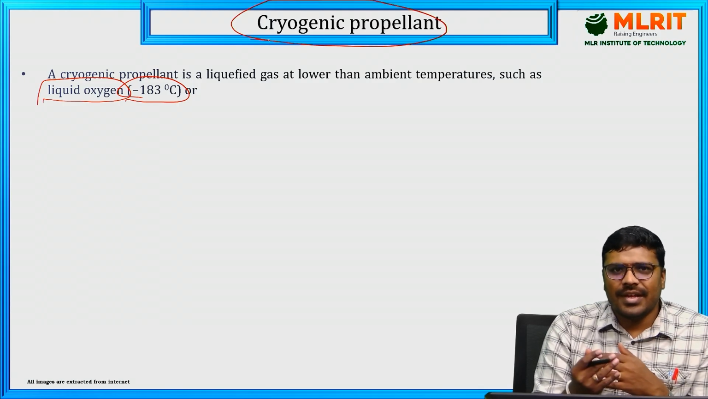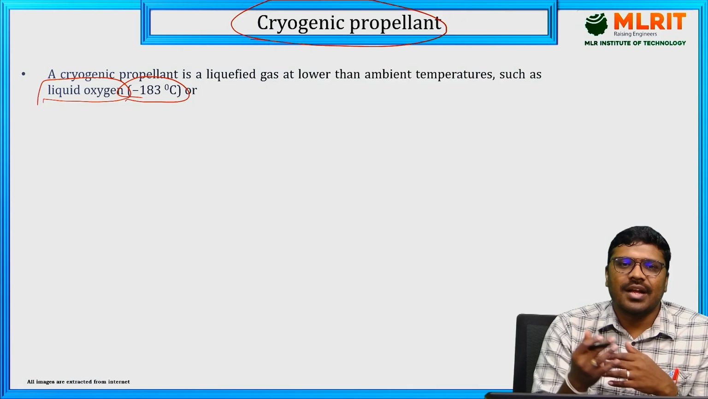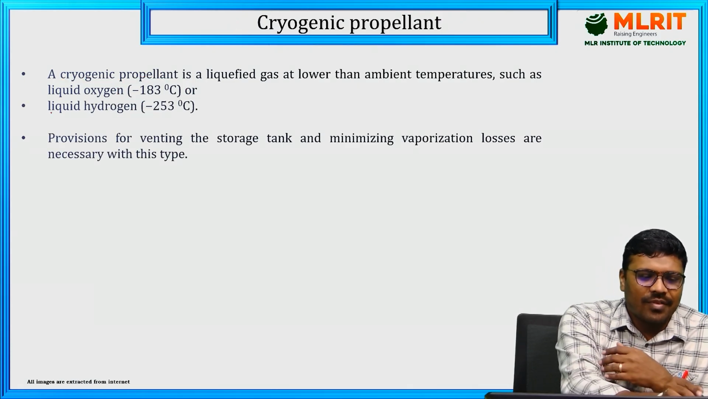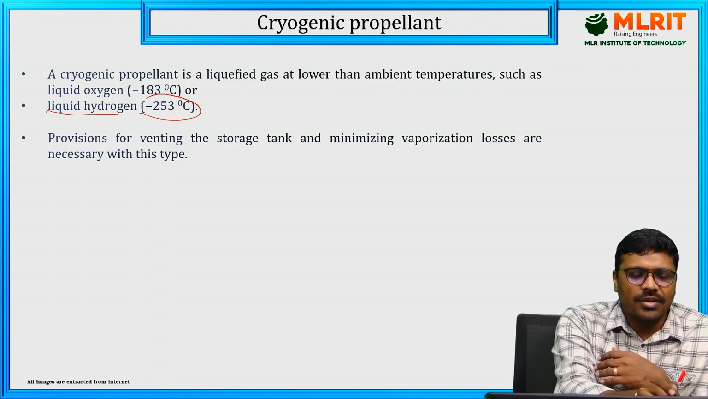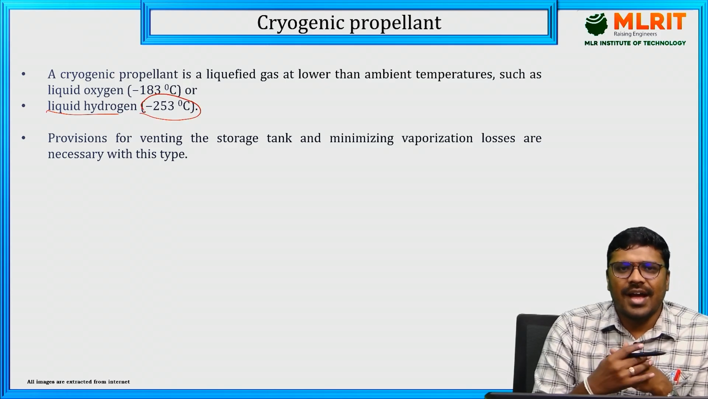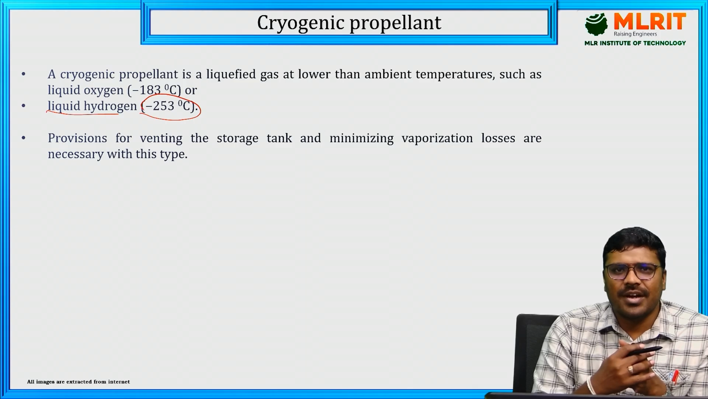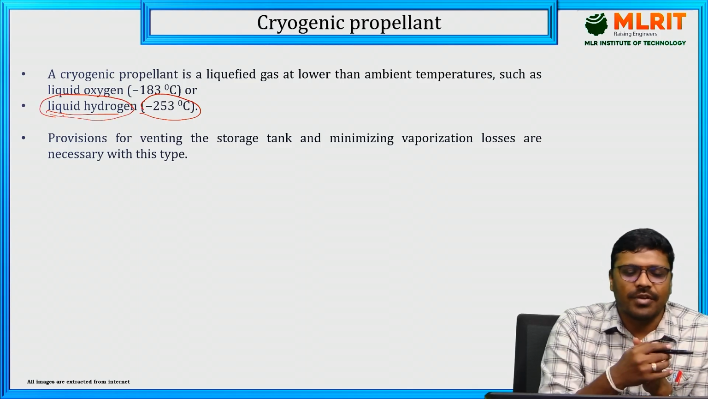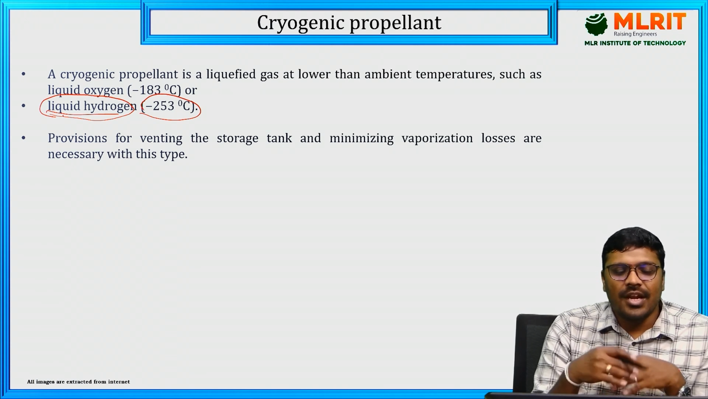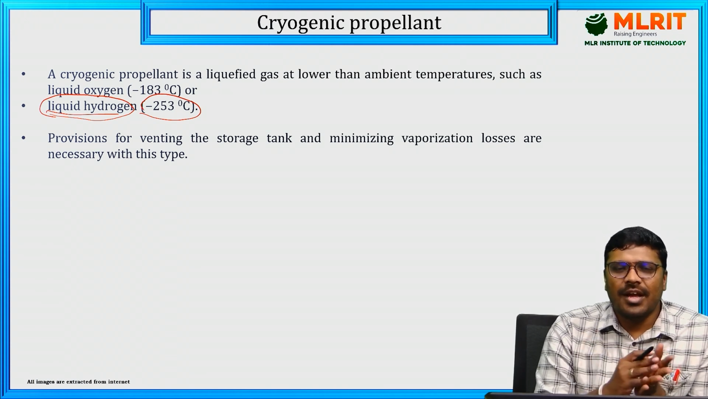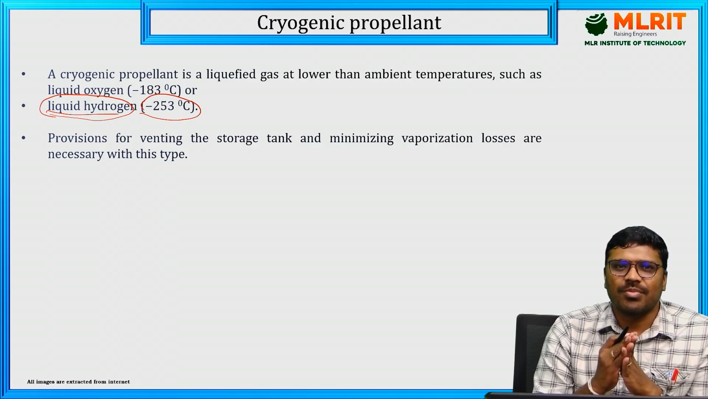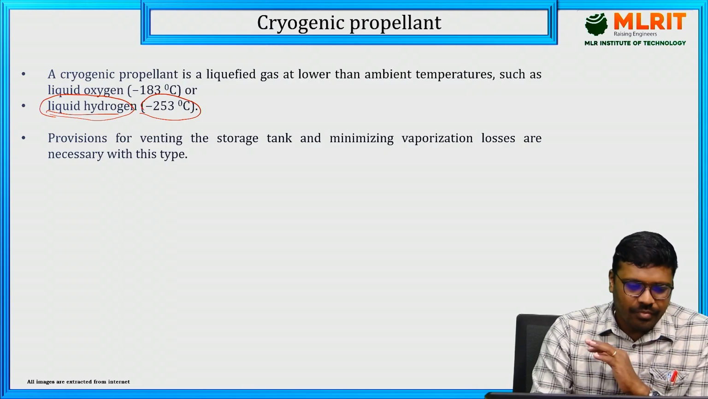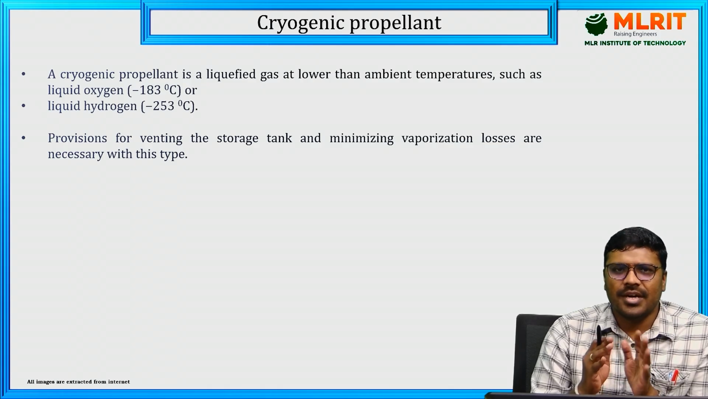Whatever liquefied gases we have are considered cryogenic propellants. Another example is liquid hydrogen. Generally, hydrogen is also in a gaseous state at STP conditions, but at minus 253 degrees centigrade the hydrogen turns to liquid, so it is also used as a liquid cryogenic propellant. Normal hydrogen at STP conditions is not a cryogenic propellant. Only liquid hydrogen is considered a cryogenic propellant. We should not get confused here.